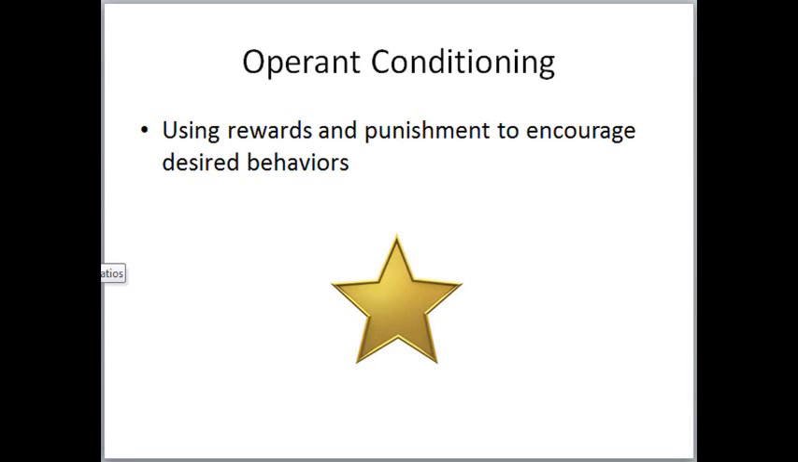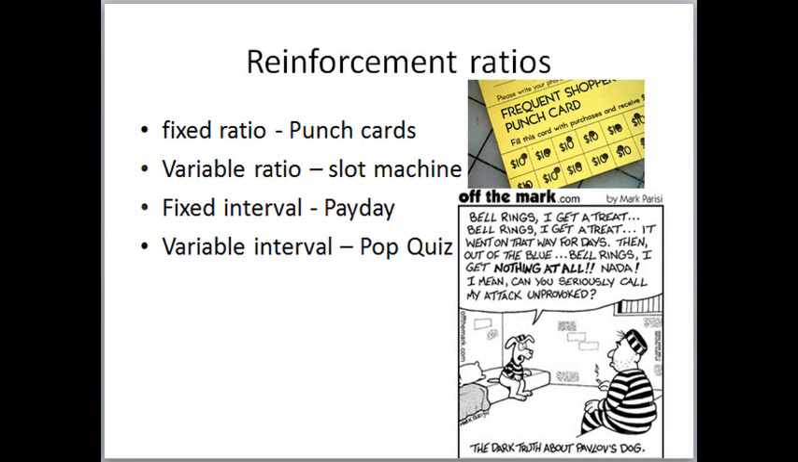As part of this system of operant conditioning, you have to come up with a ratio or a timing for when you're going to give that reward. Here are a couple of real life examples of these types of ratios. A fixed ratio would be like a punch card, a frequent shopper card. Fixed ratio means that every time you complete the behavior, you get the reward or punishment. In this case, it would be a reward. Every time you spend $10, you get a punch on your punch card. That's a fixed ratio, 1 to 1. Every time you do one, the other is going to happen.